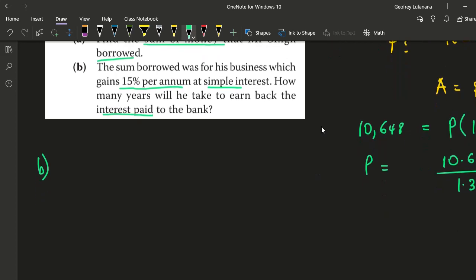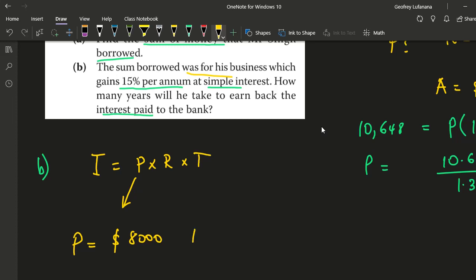So we are dealing with simple interest in this case. So we know that the formula for simple interest is P times R times T. The sum borrowed was for his business, meaning that what he borrowed was the principal. So our principal is $8,000 as calculated from part A. Our rate is 15%. That's 15 out of 100. And it's per annum.